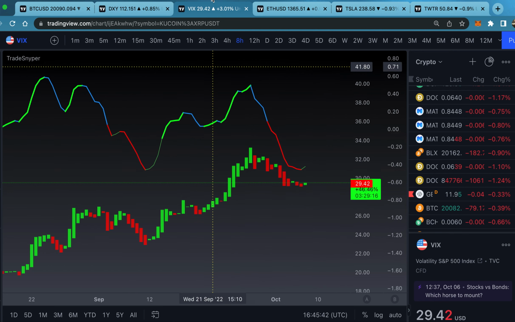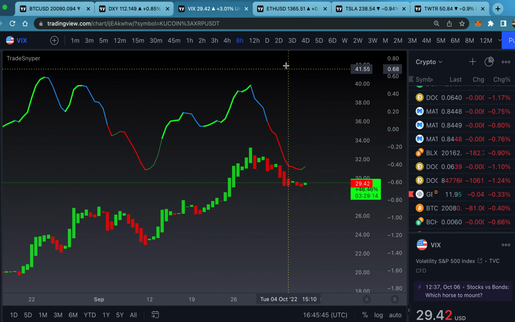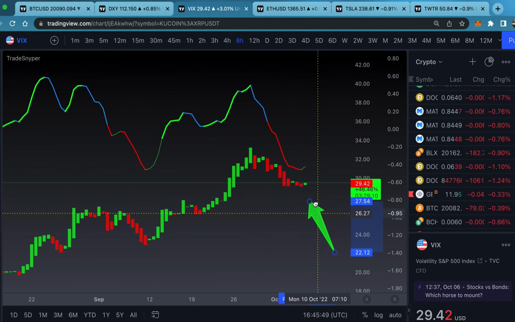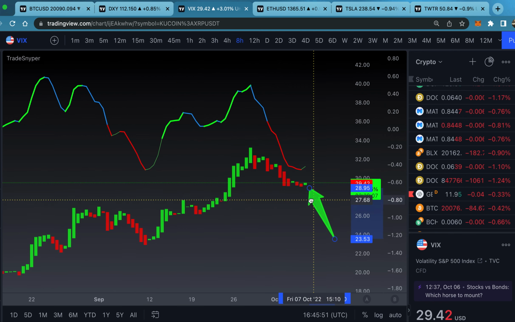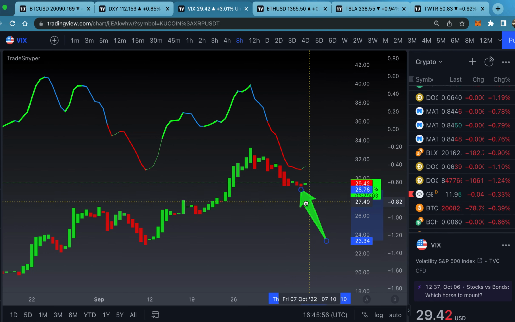Another thing we're going to also look at is the VIX. This is the volatility index. You can see on the 8-hour chart right here, it has flipped green. Now, this is another important thing to note. And with the VIX, add this to your charts if you don't have it. Right now, it has flipped green on the 12-hour.